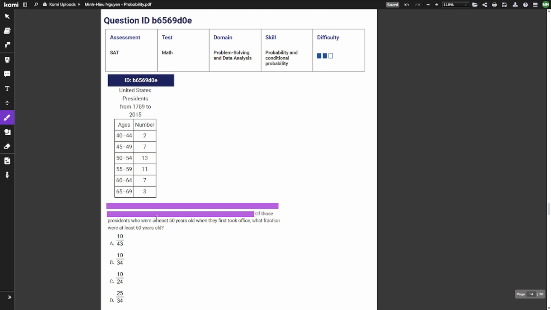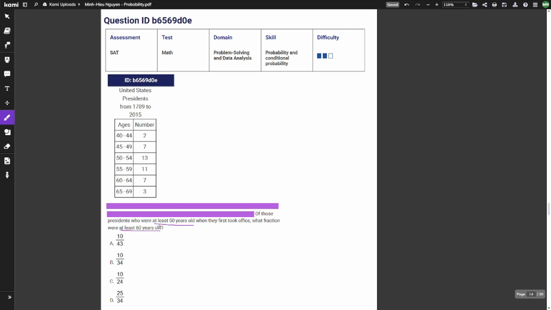Anyways, of those presidents who were at least 50 years old when they first took office, what fraction were at least 60 years old? So we have two pieces of information we need to know here. Of those presidents who were at least 50 years old, so that's going to be our bottom number, or our denominator. And then we want the fraction that were at least 60 years old. So that is our numerator, or our top number.